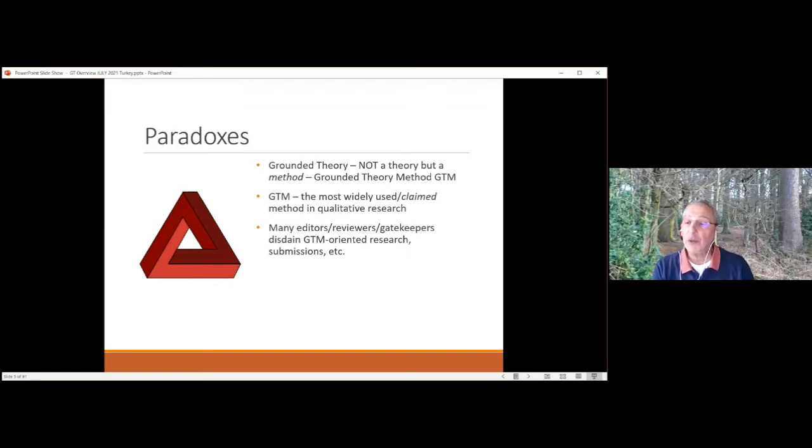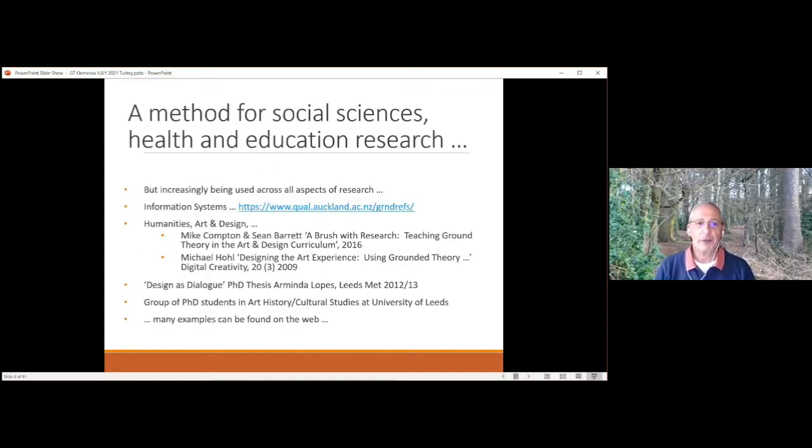It's the most widely used or claimed method in qualitative research, although, as I've said, some people who claim to use it are not really using it, or they're using it in a way which may be useful but may not actually be grounded theory as far as many people are concerned. But we have to be a big group who sees different ways of using the method. And as I say here, many of the gatekeepers, reviewers and so on often say, oh, we don't like grounded theory research. And often it's because they don't actually understand it. But that is changing slightly. But you do have to recognize that when you are putting forward a research proposal for a PhD or submitting a paper to a journal.